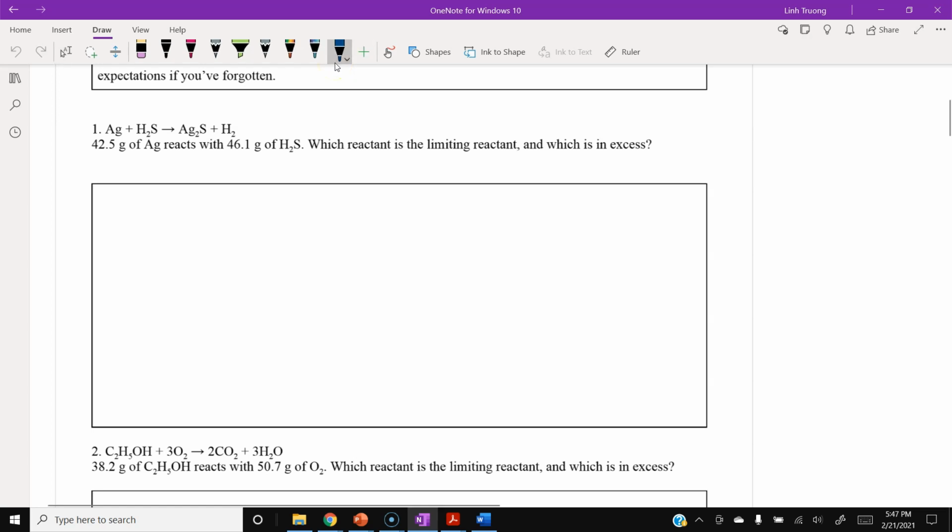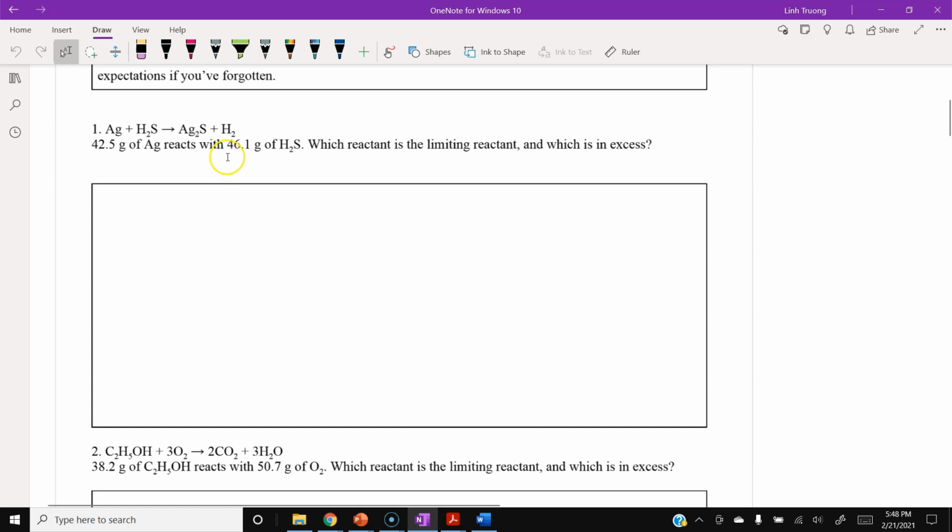Let's go ahead and do this first question. So I have here this amount of silver react with this amount of hydrogen sulfide. Which reactant is the limiting reactant and which is in excess? Now there's a couple ways we can go about doing this, but the easiest way is to do two different calculations: if I were to use this much silver, how much of the product would I get? And if I used up this much hydrogen sulfide, how much product would I get?